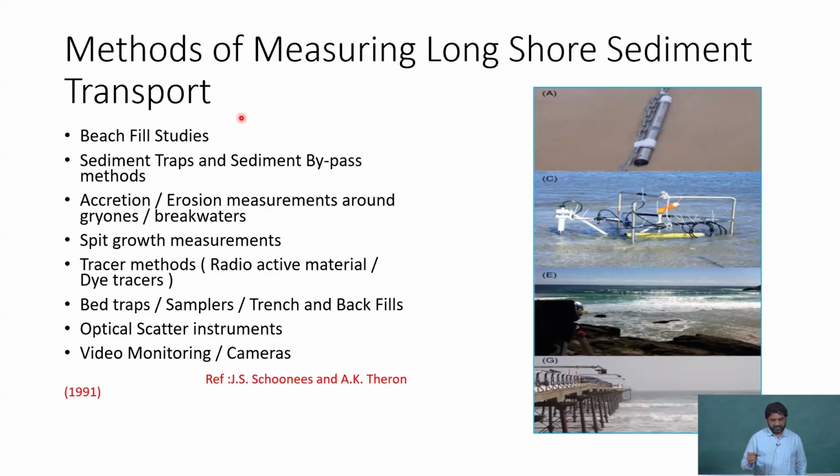You can go and measure physically how much accretion and erosion happens between different breakwaters, groins, etc. You can simply observe a natural spit that is forming over years, how much it is growing every year, and over decades how much it has grown. Then you have different tracer methods, you have bed traps, you have optical scatter instruments, you have video monitoring and cameras. So these are all different measures to physically verify what is happening in terms of longshore drift. These are experimental setups that people are using.